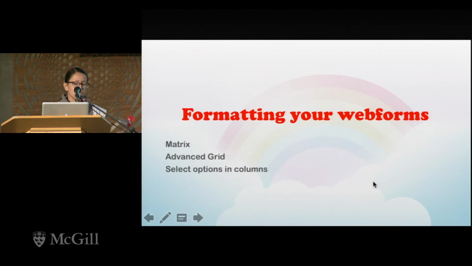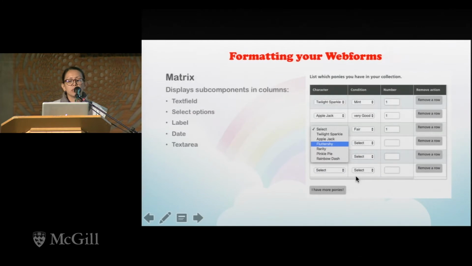Now, there are actually 3 components that can help you make your web forms smaller, sleeker, and more attractive to users. And the first one is the matrix. The matrix lets you display multiple components in columns. I don't know if you can see my cursor here. Yeah, so these are the columns. And these subcomponents can include text fields, select options, labels, dates, and text areas.